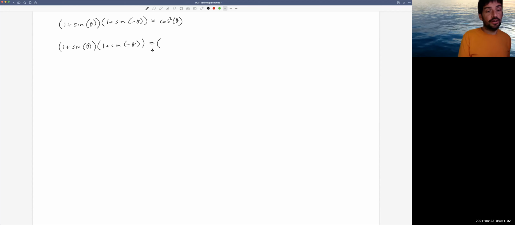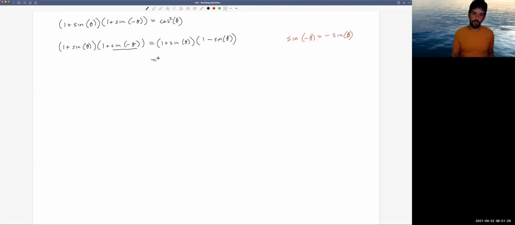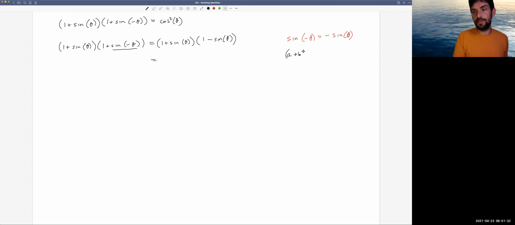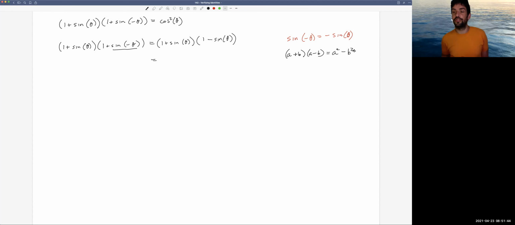One thing that jumps out at me is that sine of negative theta, and we have those even and odd identities. And remember that sine of negative theta is equal to negative sine of theta. So I'm going to try this. I'm going to replace the sine of negative theta with negative sine of theta. Well, now notice what I have. I have something like a plus b, a minus b, right? In this case, a is 1 and b is sine of theta. And we recognize this as the difference of squares, a plus b, a minus b.